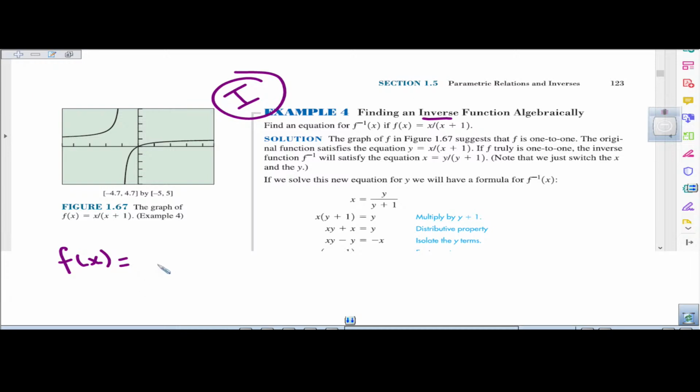So if f of x is equal to x plus 8, step number 1 to find the inverse is to replace f of x with y. So I'm just going to say y equals this amount. We know that f of x is the y. So y equals x plus 8.